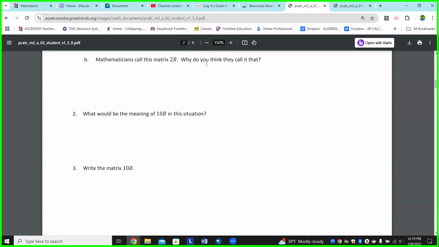If we tripled something, it would be considered what? 3B, right? If we wanted quadrupled, it would be 4B, and so on and so on. That 2 is considered a scalar multiple, just simply meaning it's a value by which you multiplied every element inside that matrix.